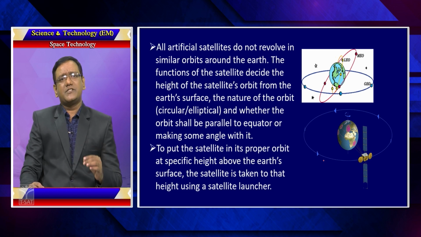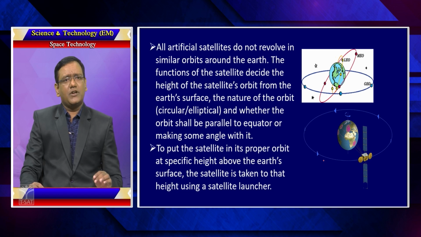The function of the satellite decides the height of the satellite's orbit from the Earth's surface, and the nature of the orbit: it may be circular or it may be elliptical, and whether the orbit shall be parallel to the equator or making some angle with it. All these things will be decided by the function that the satellite is intended to perform.